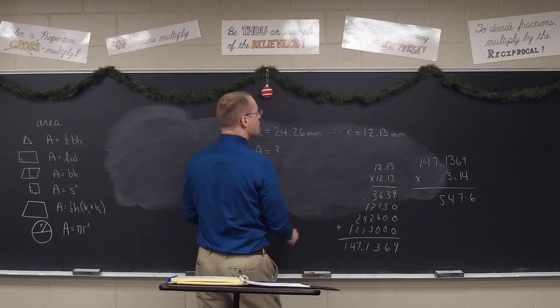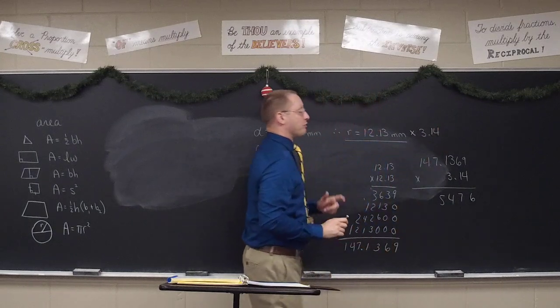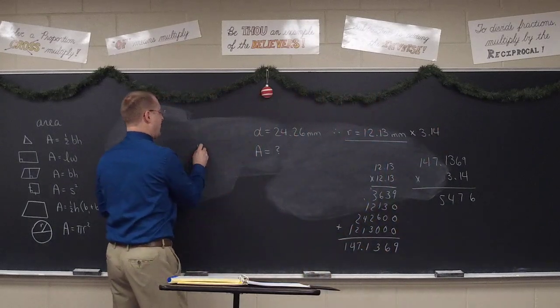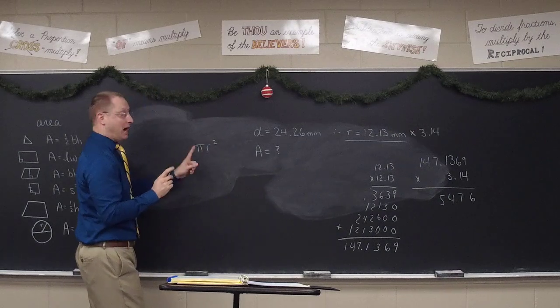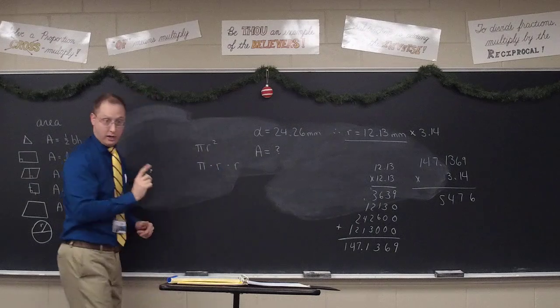Let's suppose you got the radius and you promptly multiplied by pi. You forgot to square, right? Well, think about what pi r squared means. Pi r squared means pi times r times r again, remember?